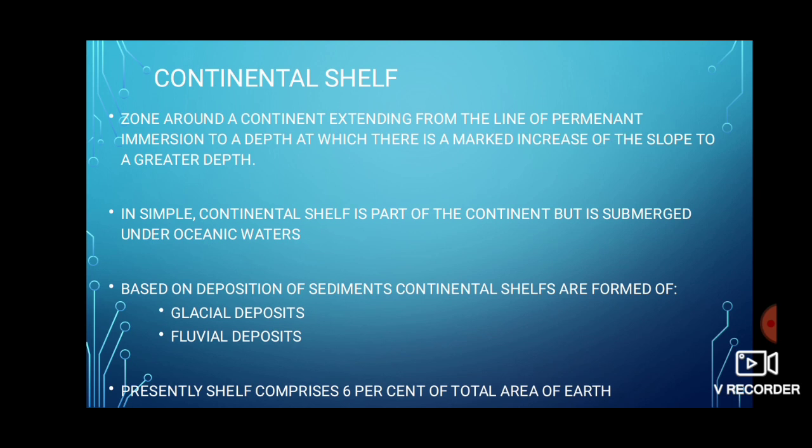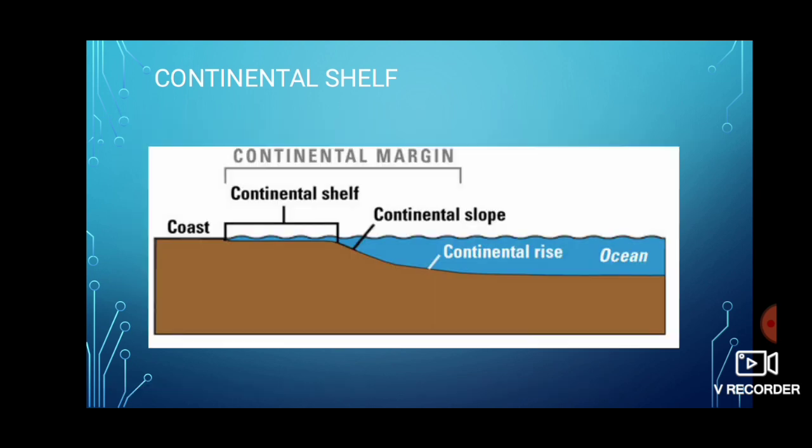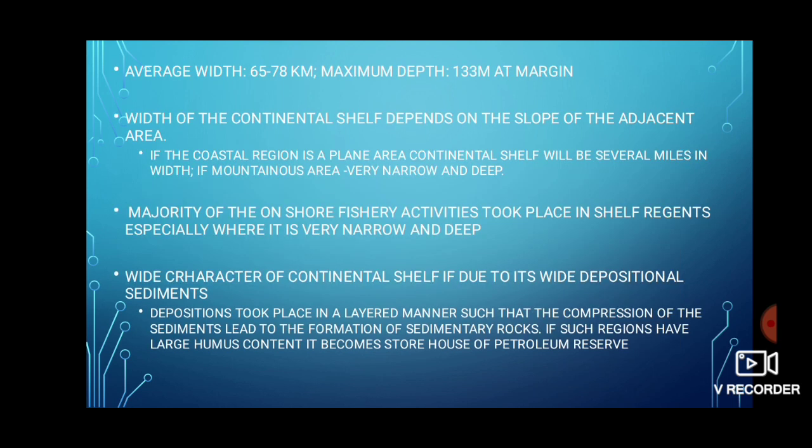At present, the continental shelf comprises 6% of the total area of our Earth's surface. This diagram shows where the continental shelf lies with less depth, up to the region where there is a marked increase in the slope. The average width of the continental shelf is from 65 to 78 km and it has an average maximum depth of 133 meters at its margin.